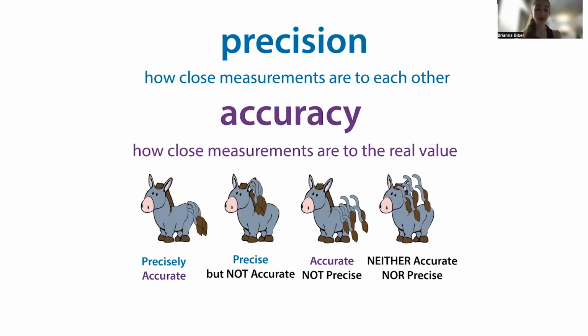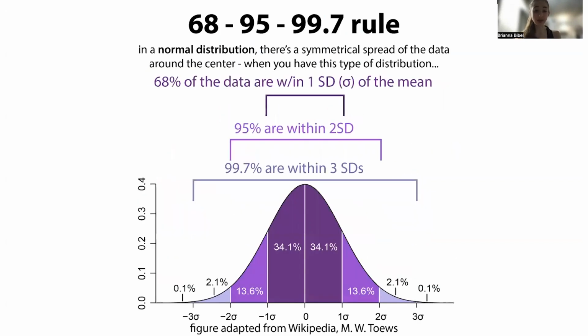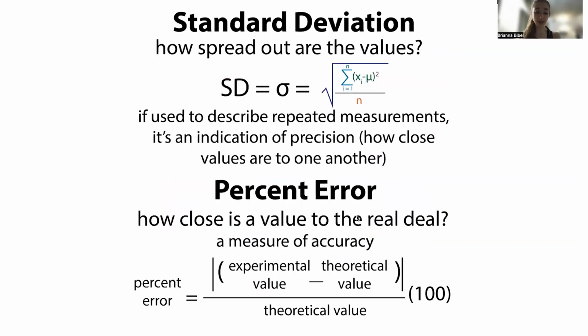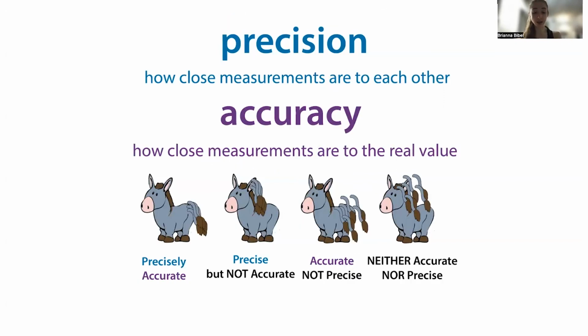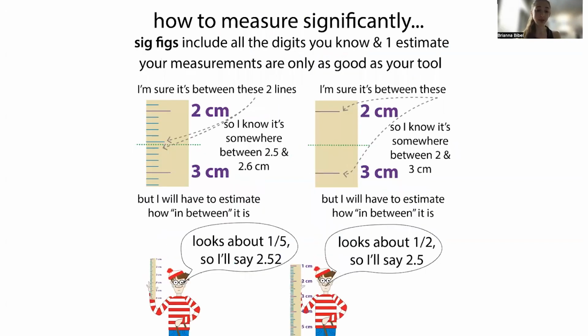So to review, precision is how close measurements are to one another. It describes the spread of the different measurements, which we can talk about using a standard deviation. The higher the standard deviation, the larger the spread and the less precise the measurements. If we have a single measurement, we can indicate precision based on the number of significant figures.